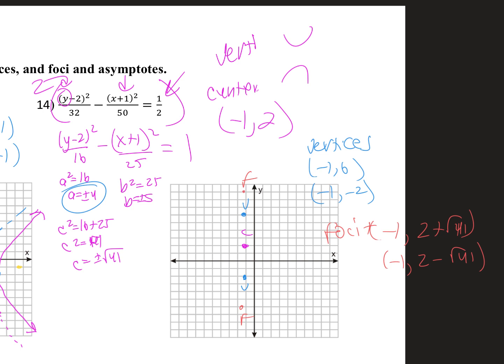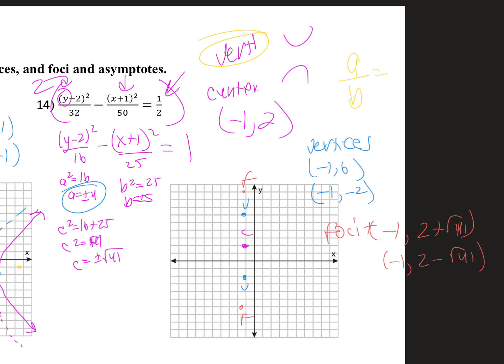So the next thing we need to find is our equation of our asymptote. And for our asymptotes, if we're going to look at this and say, ooh, it is a vertical, your asymptote ratio is going to be a over b or b over a. All right, let's look at it. It's going to be a over b.